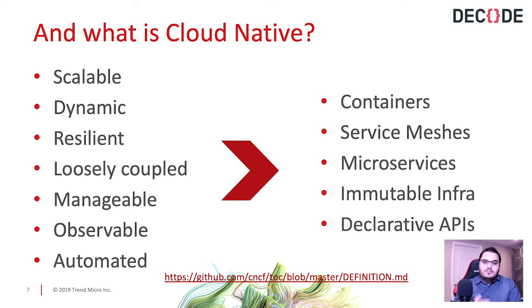With those 7 characteristics, you have some examples of those cloud native applications on the right side, which are containers, service meshes, microservices, immutable infrastructure, and declarative APIs. So basically that's the ecosystem that's composed of cloud native applications, right?